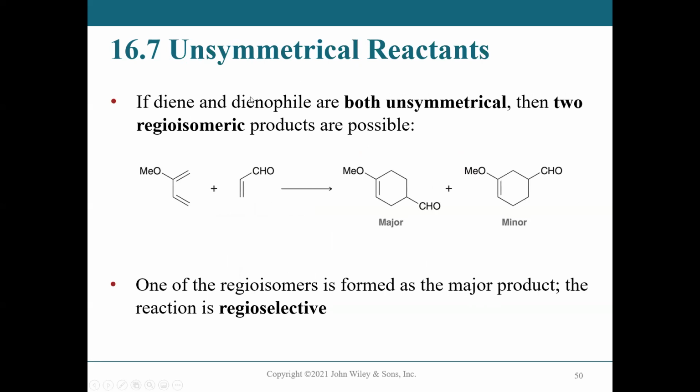If the diene and dienophile are both unsymmetrical, so now they're both unsymmetrical, then two regioisomeric products are possible. It says one of the regioisomers is formed as the major product. The reaction is regioselective, and that has to do with the charge distribution. If you just flip this the other way, it would be the other possible outcome right here. And this is going to be your major product.